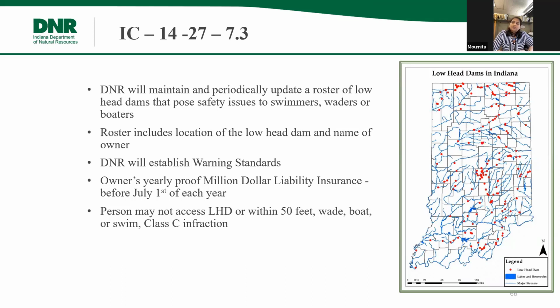The law requires owners of lowhead dams to comply with warning standards that will be established by DNR, inform DNR of ownership changes, maintain general liability insurance of about $1 million to cover claims from injuries or deaths at the lowhead dams, and also notify DNR of any lowhead dam damage or breaches. Now, except for inspection, maintenance, or removal of the dam, the law prohibits persons from accessing a lowhead dam or wading, boating, or swimming within 50 feet of the dam when warning signs are present. And anyone who violates this law commits a Class C infraction.